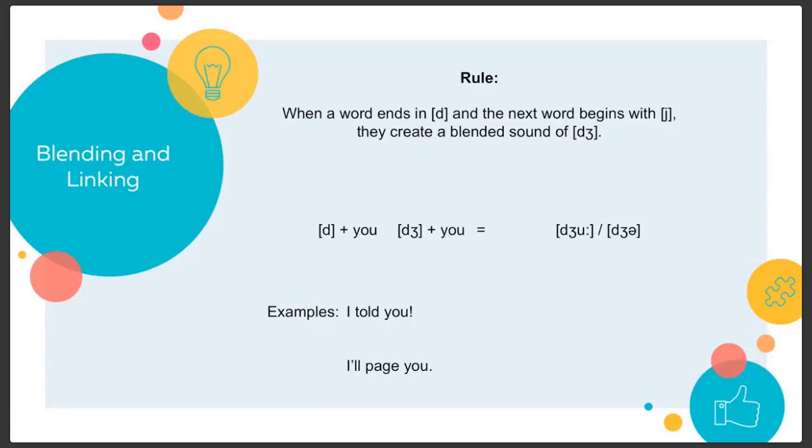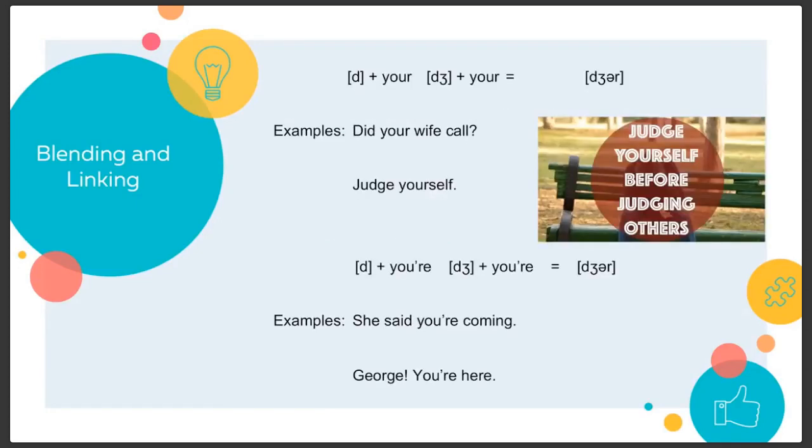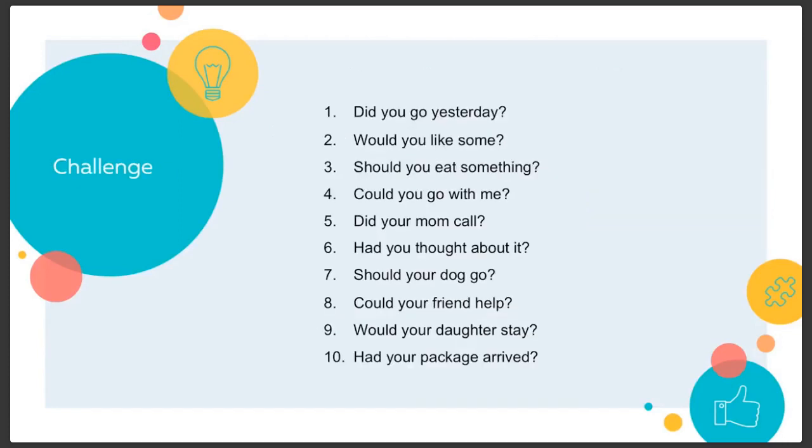And here are some examples. Listen closely. I told you, or I'll page you. So in the first example, I told ya. I told ya. Also, when these sounds combine with the word your, it's jur. Did your wife call? Or judge yourself. And then when these sounds combine with the word you're, it's also jur. For example, she said you're coming. Or George, you're here.